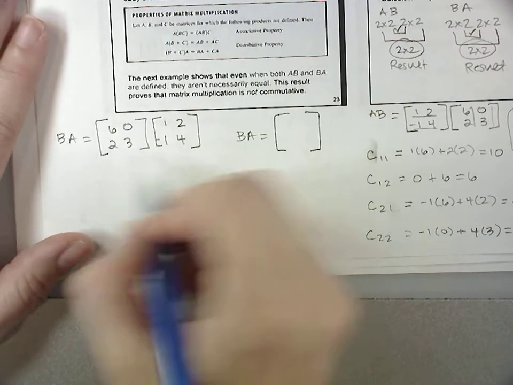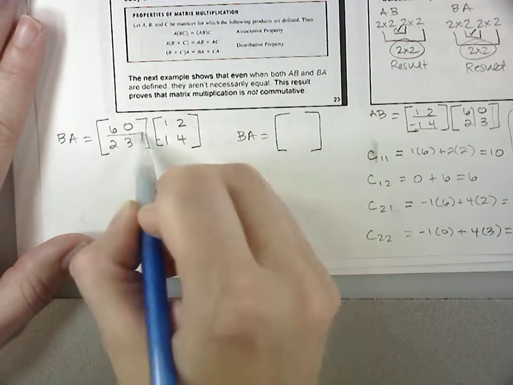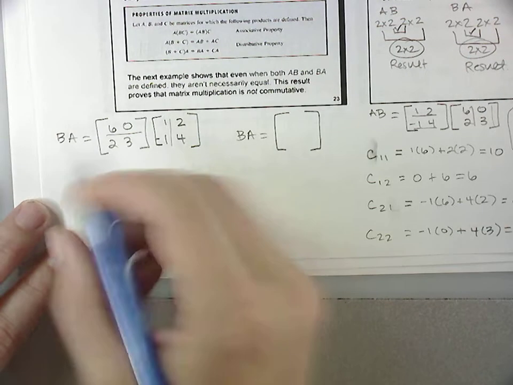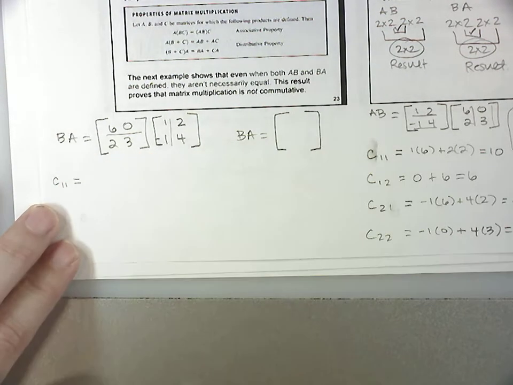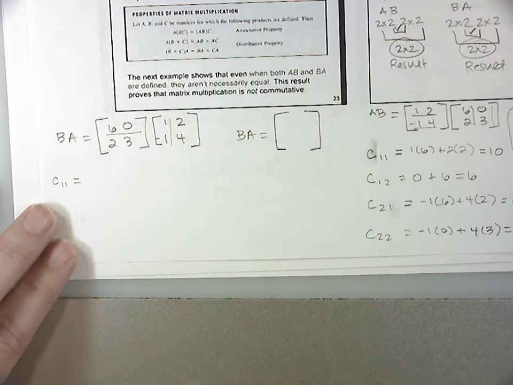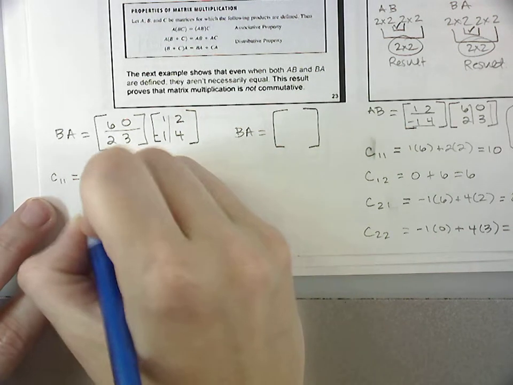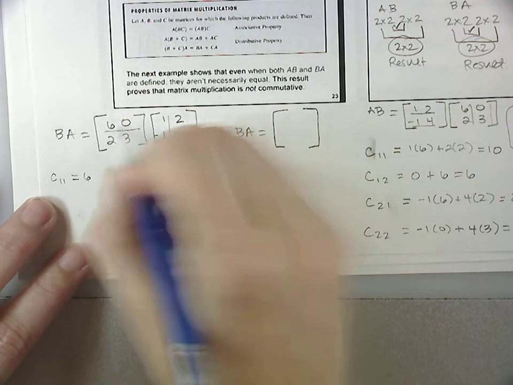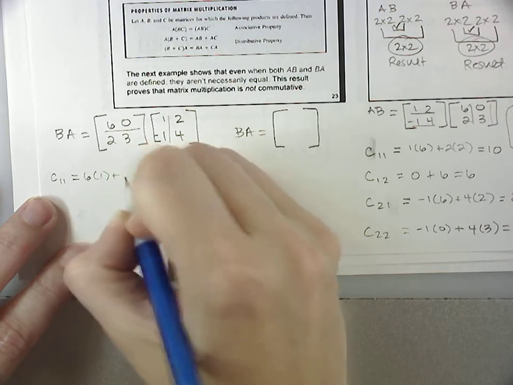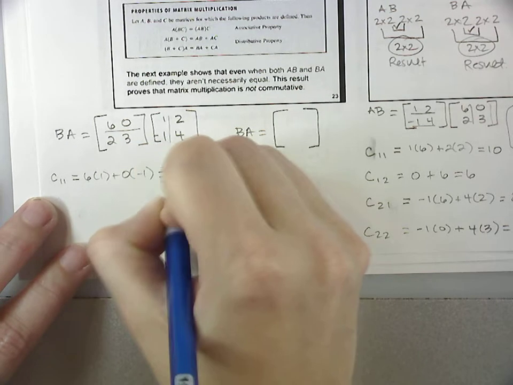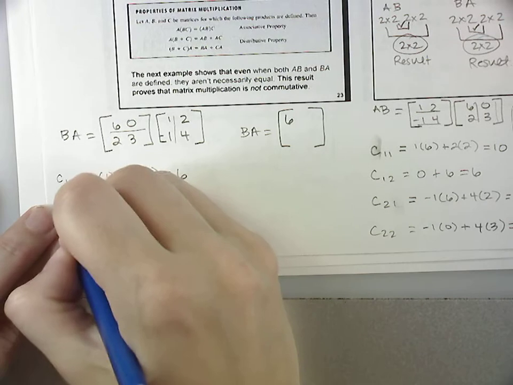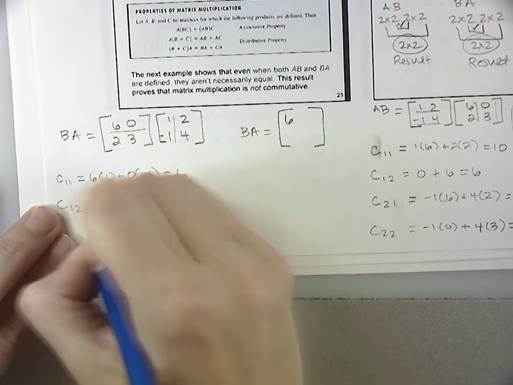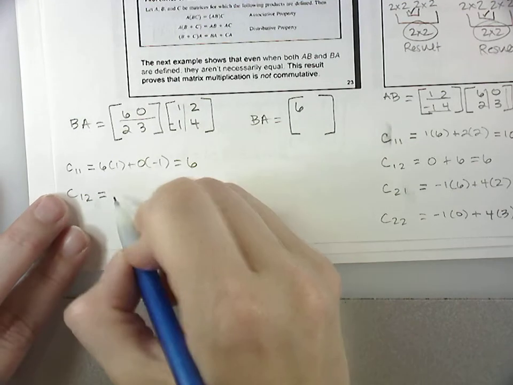Okay, will you tell us what the bottom is? Yep. So I'm going to do first row, first column. Ralph, you want to do that one with me, the first one? 6 plus 0 equals 6. Yep, so 6. Good.